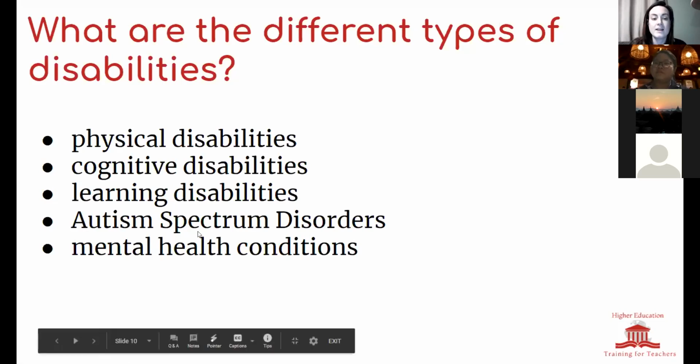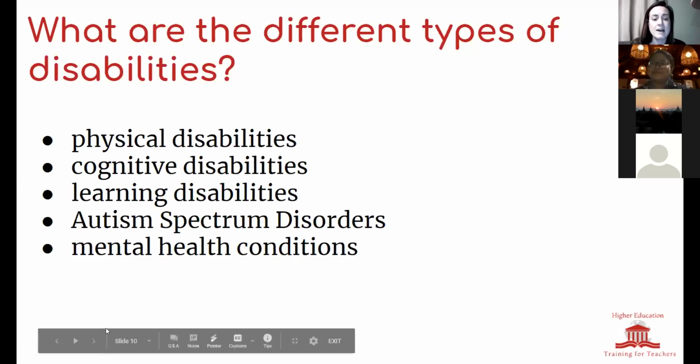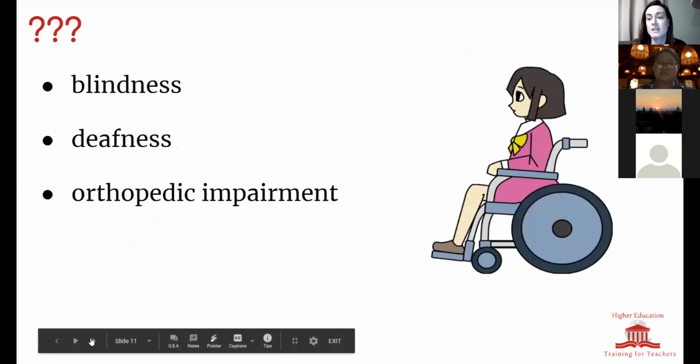And then autism spectrum, again, it depends where the person is. If they're just a little bit autistic, you might not be able to tell. So it's just good to keep in mind that these are all kinds of disabilities, disorders, and conditions that can show up in students.